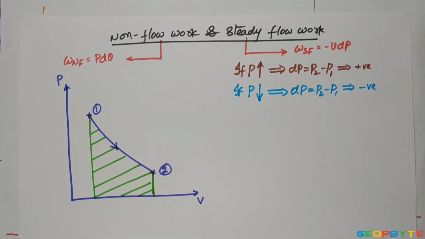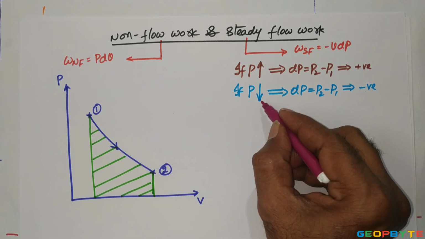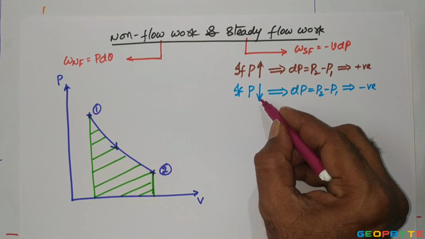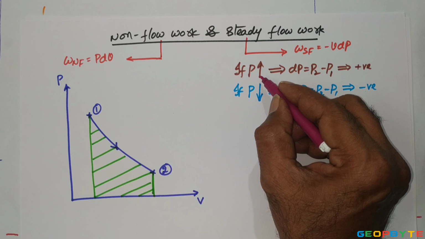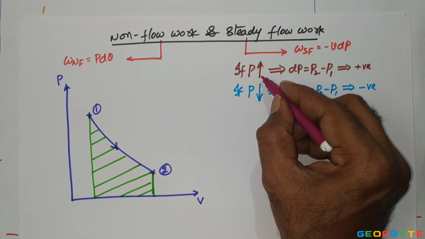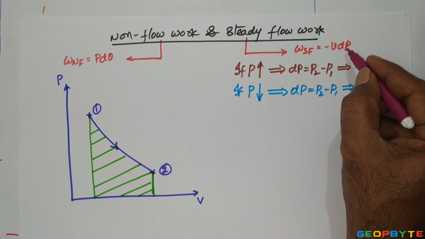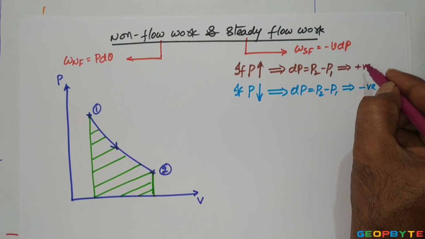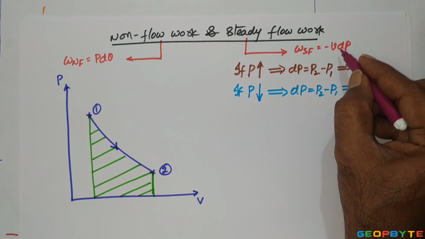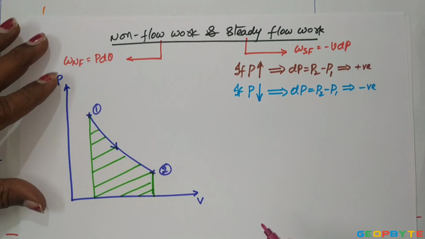From this, the moral is, if you want to get power from a steady flow device, you must construct a mechanical device to drop the pressure of the working material. Similarly, the compressor and pump both come under power consuming devices because during the compression process pressure is increasing. If pressure is increasing, dP is positive. If dP is positive, steady flow work is negative.